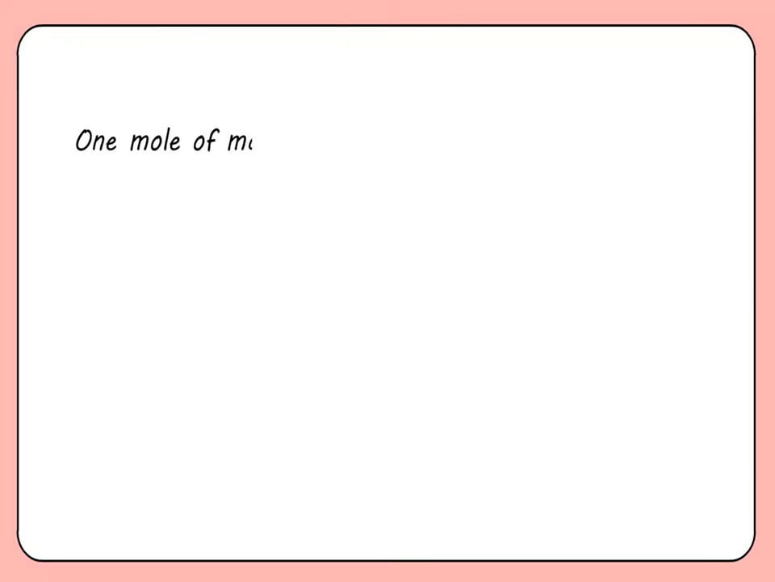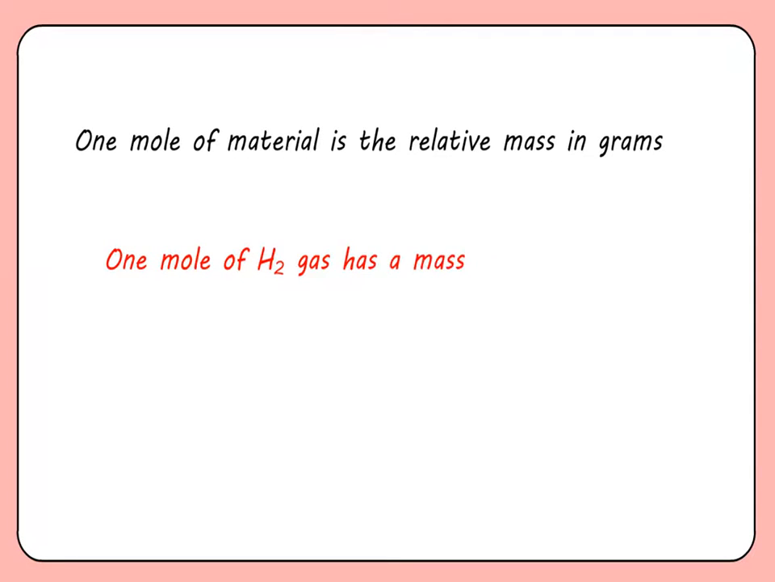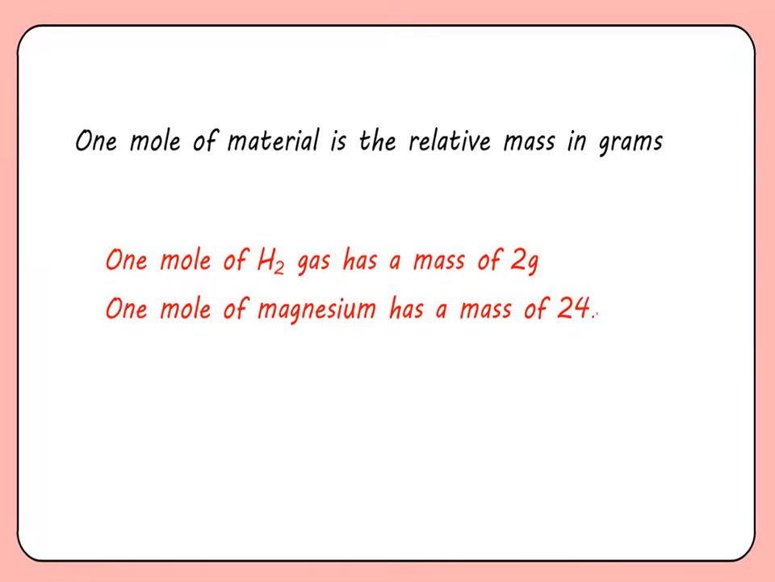A mole of material is simply the relative mass expressed in grams. For example, 1 mole of hydrogen gas, H2, has a mass of 2 grams. 1 mole of magnesium has a mass of 24.3 grams. A mole of material has 6.02 times 10 to the 23 particles, that is, Avogadro's constant.